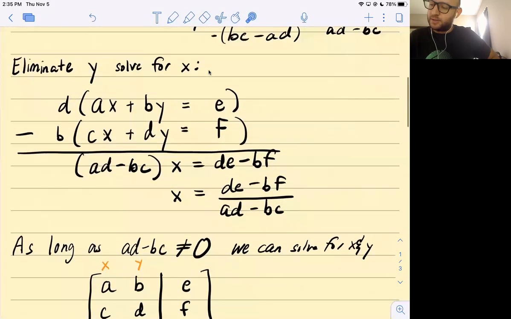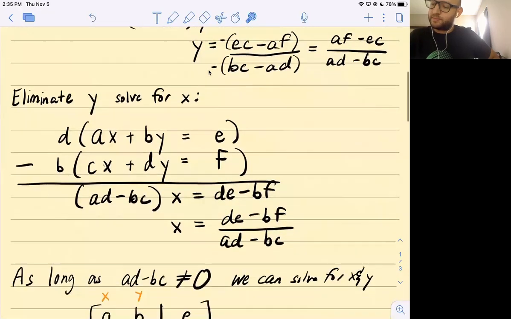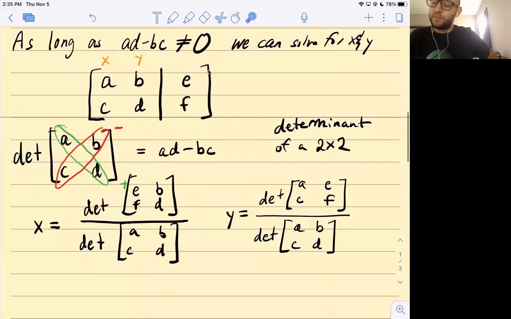And that is what we found. So what it tells us is that the solutions, x and y, are these neat ratios of different determinants. It's always going to be a determinant of a 2x2 matrix, but in the numerator, you have to swap out a column with a target.